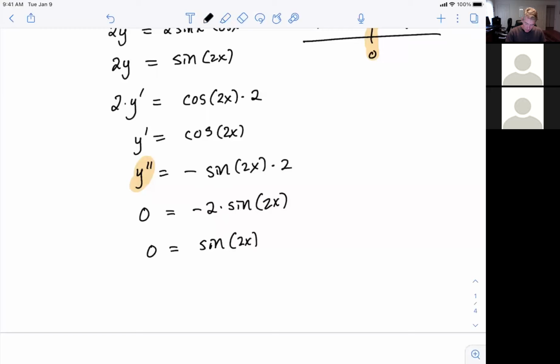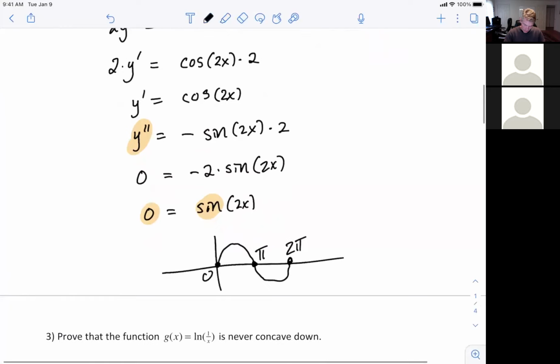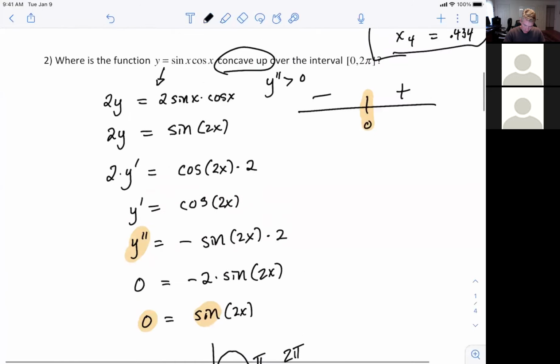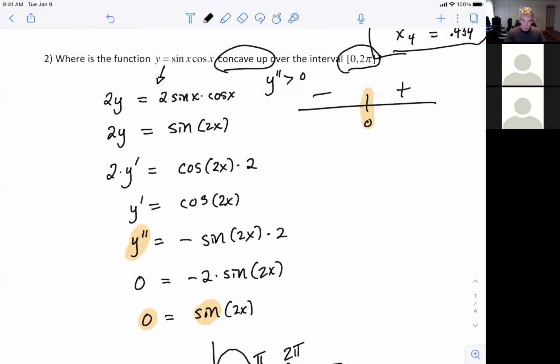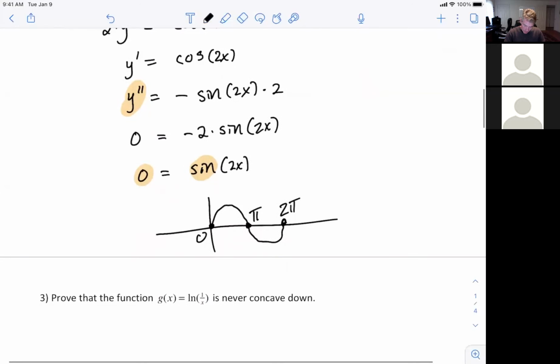So when does sine equal 0? For the moment, I'm just going to ignore the 2x, and basically it's saying, when does the sine graph equal 0? So the sine graph goes like this. This would be 2 pi. This would be pi. This would be 0. And, oh yeah, I said on the interval from 0 to 2 pi. So because of this 2x, I'm actually going to have 2 cycles of sine. So this would be 4 pi, and this would be 3 pi.